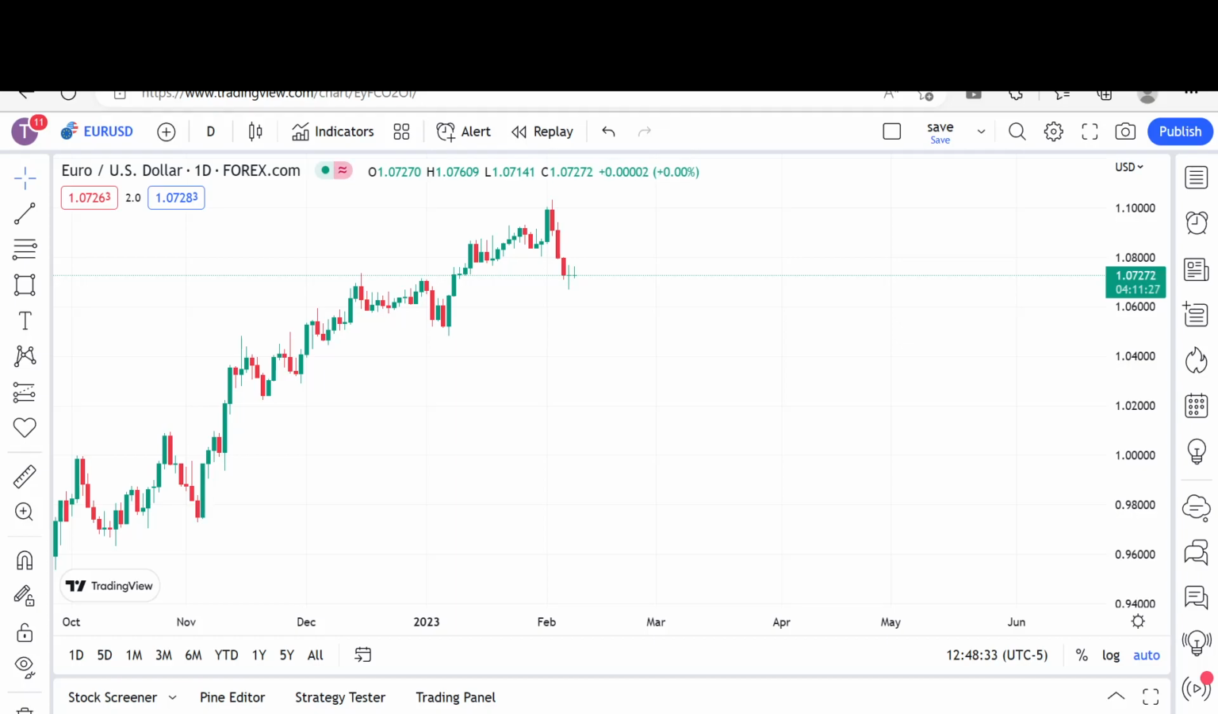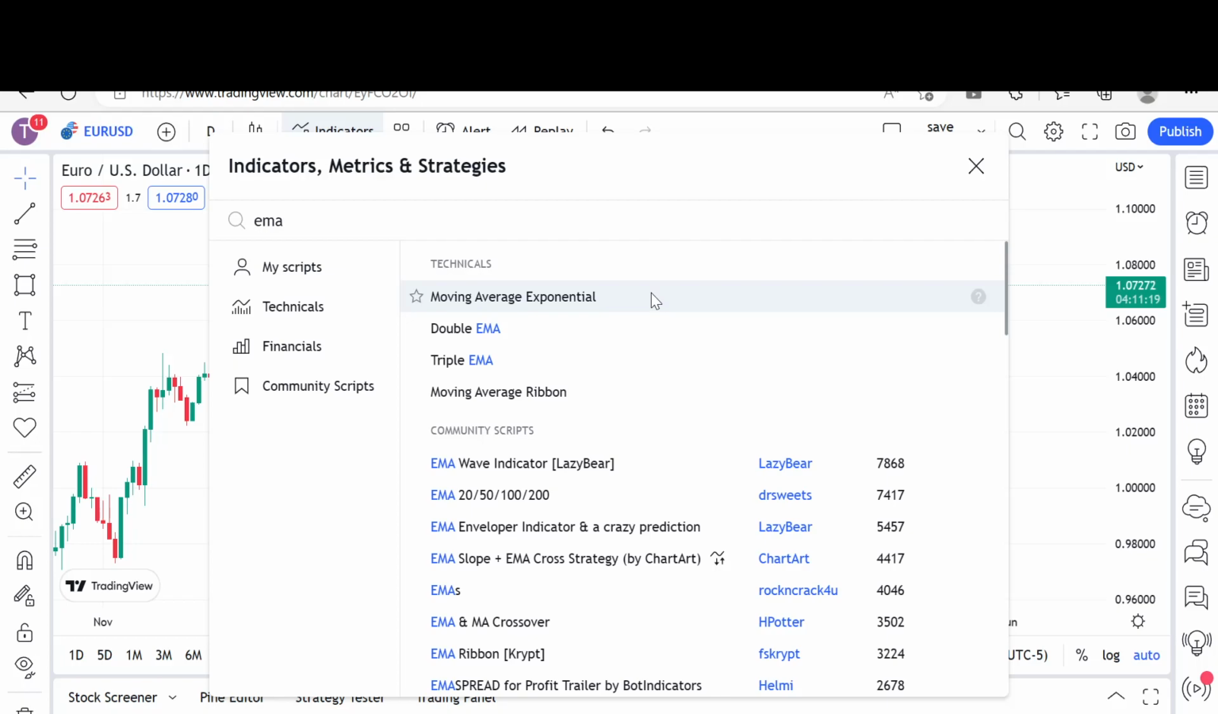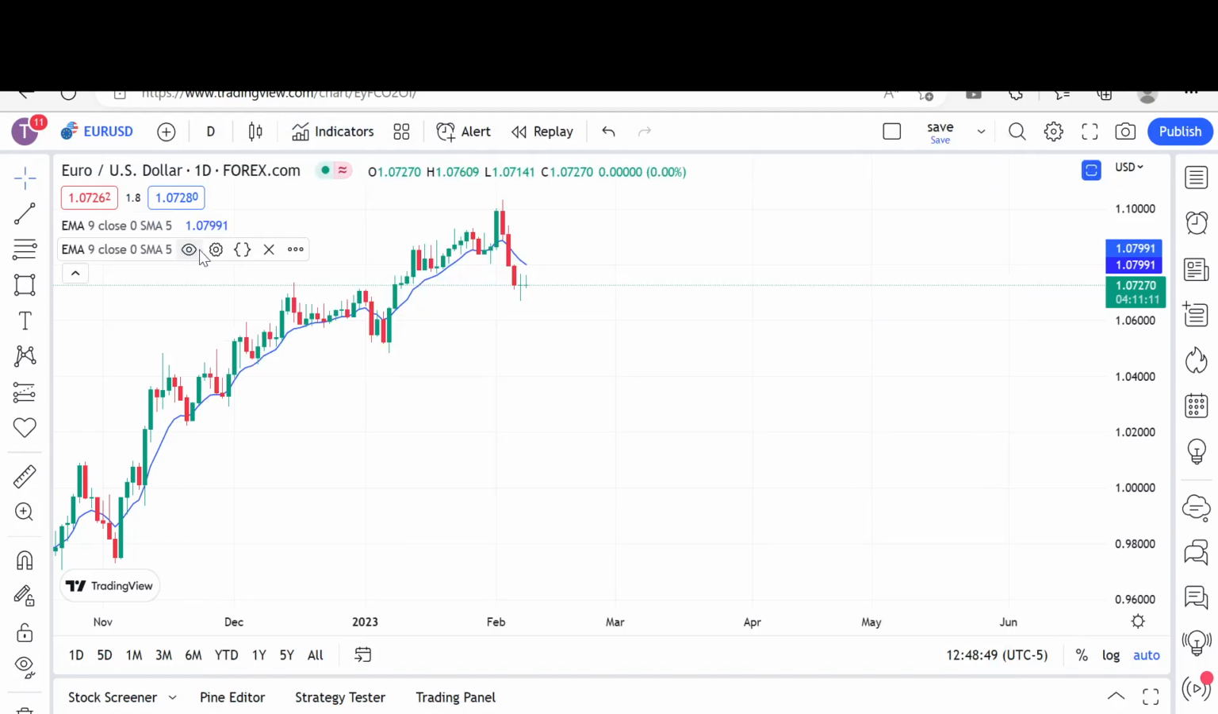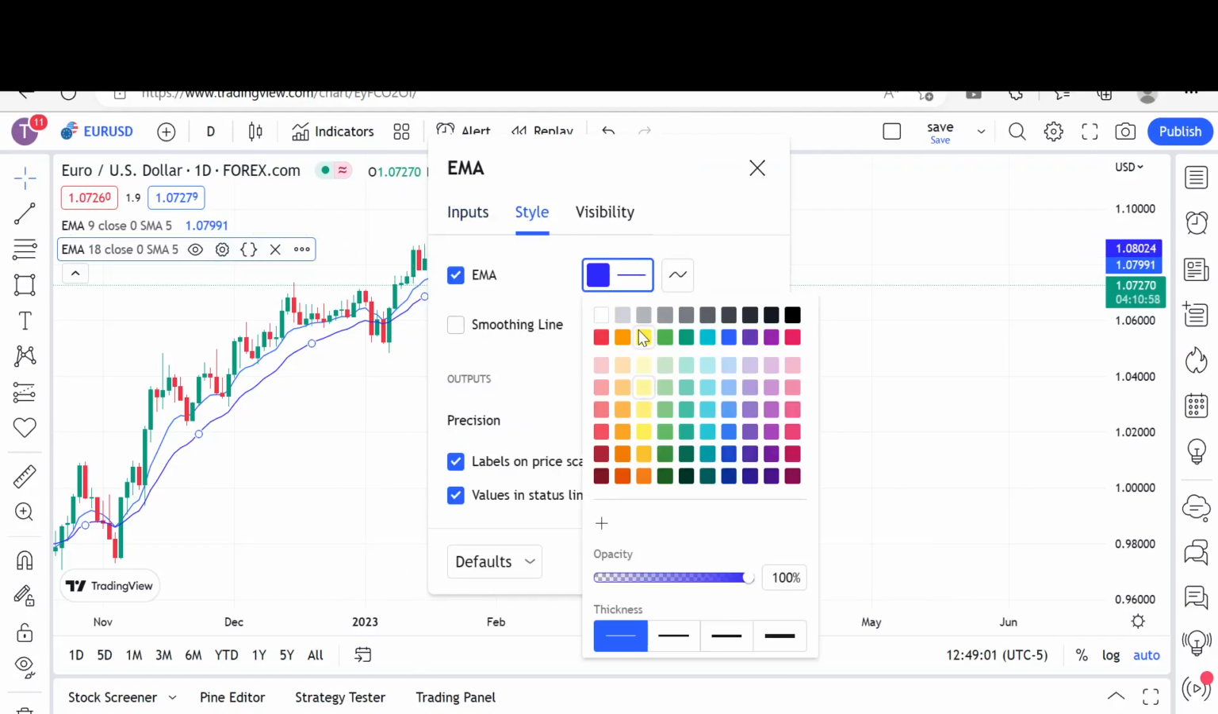So what you're going to be using is two exponential moving averages. Moving average, exponential. You're going to add two of them on your chart, right? And it is a 9 and an 18 moving average. Let's just make this a different color to make it stand out a little bit better.